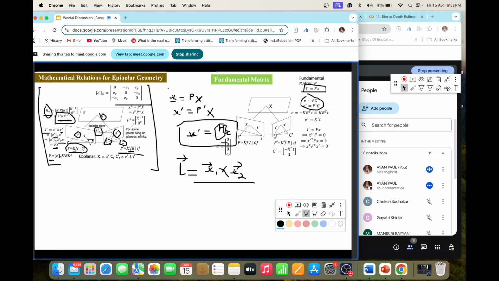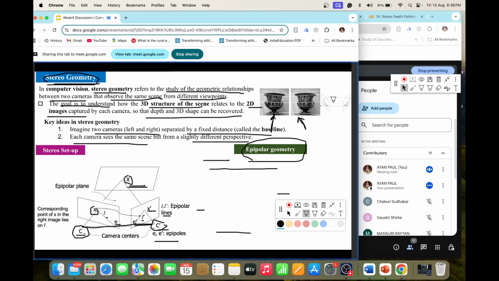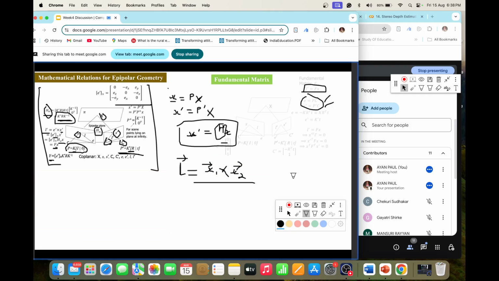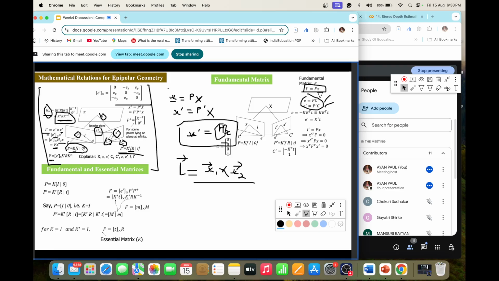Similarly, what is E? E is the image of C dash in this image plane, that is the left image plane. So that is how we can express E and E dash. So very easy. E is the image of the right camera center C dash in the left image plane. Similarly, E dash is the image of the left camera center C in the right image plane. E is P C dash. Similarly, E dash is P dash C.